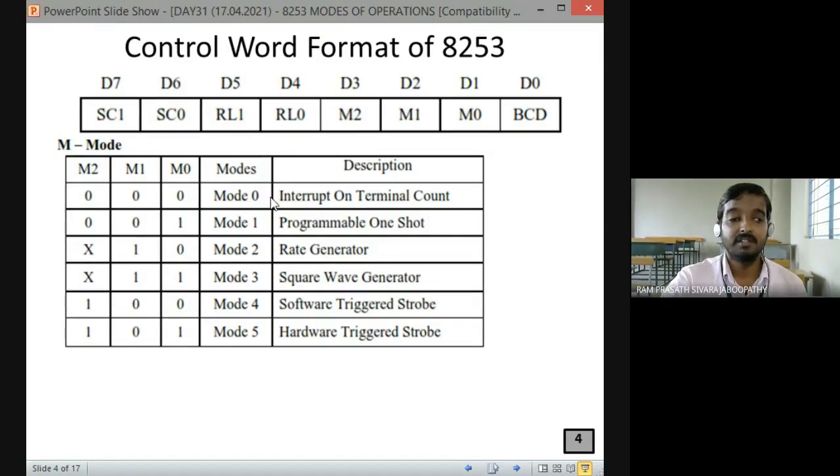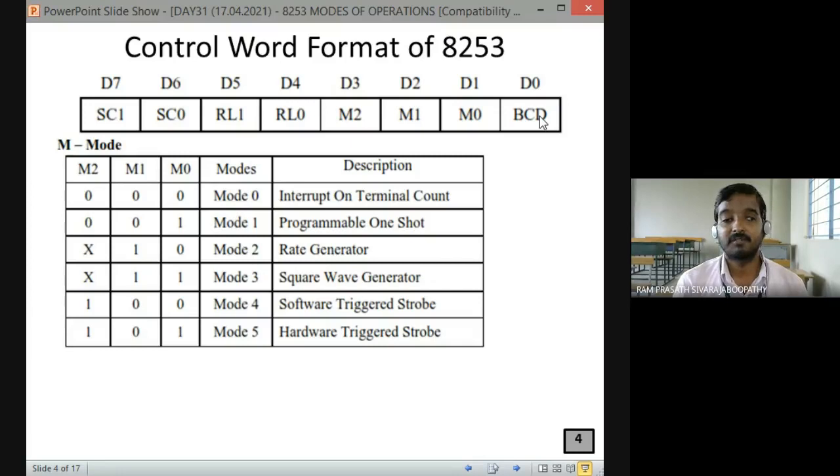Okay. Then this portion you have to remember. Mode 0 is interrupt on terminal count. Mode 1 is programmable one shot. Mode 2 means rate generator. Mode 3 means square wave generator. Mode 4 means software triggered strobe. Mode 5 means hardware triggered strobe. We will later discuss these different modes. Okay, fine. So one more bit is remaining, BCD.